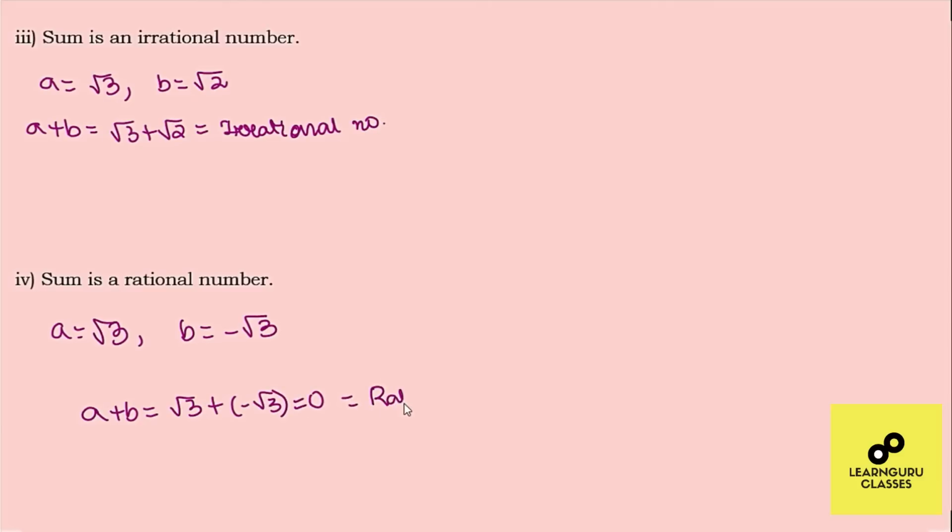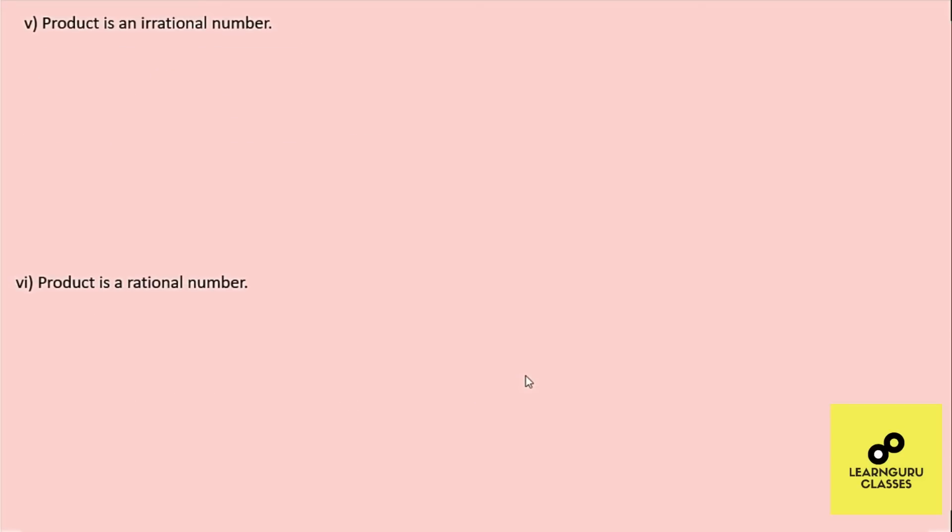Product is an irrational number. So a equal to root over 3, b equal to root over 2. So a into b, root over 3 into root over 2, that is root over 6. So root over 6 is an irrational number.